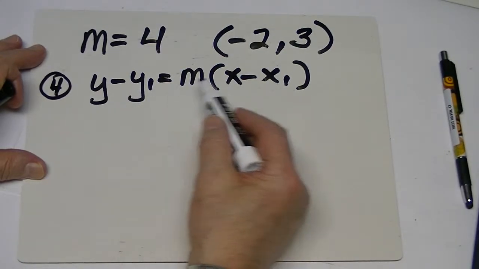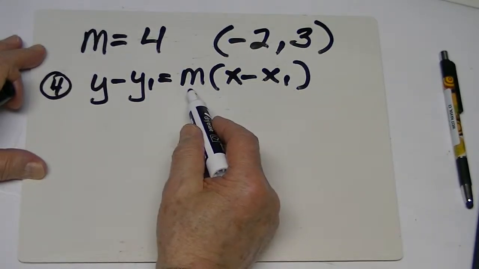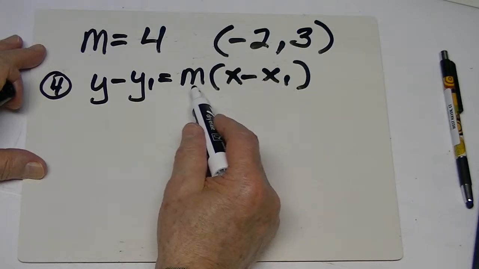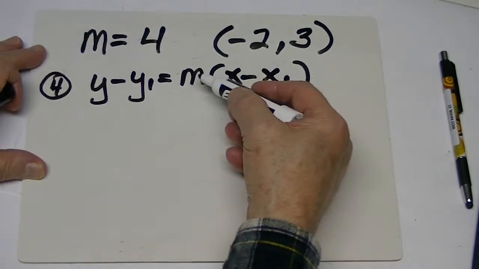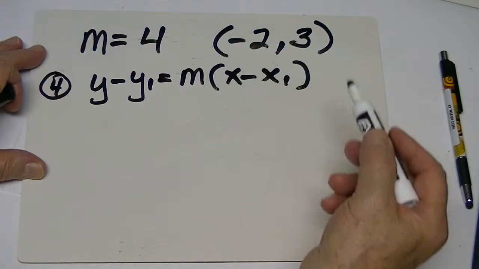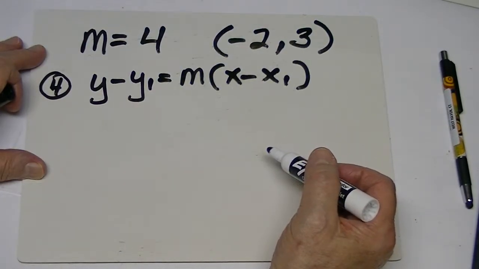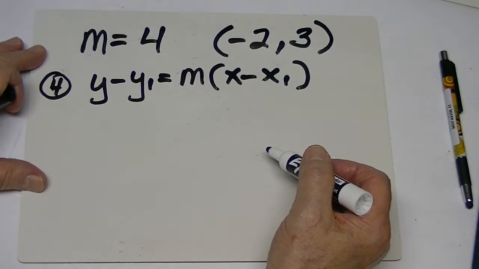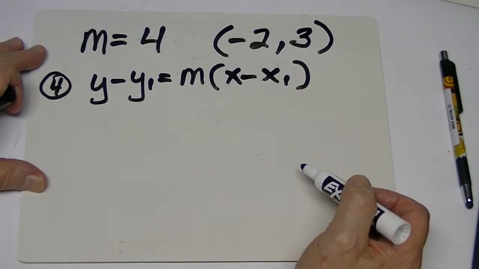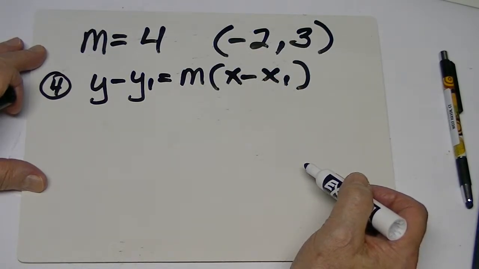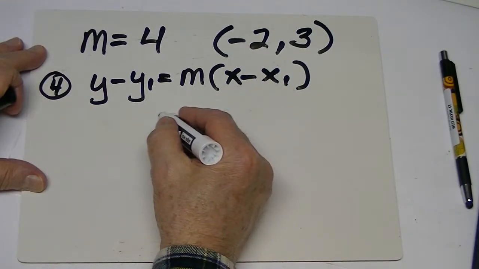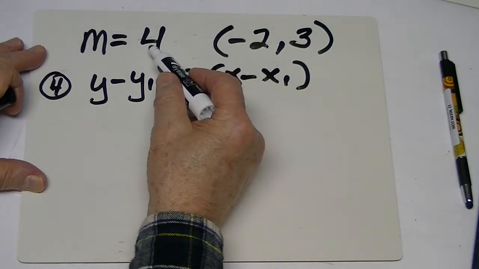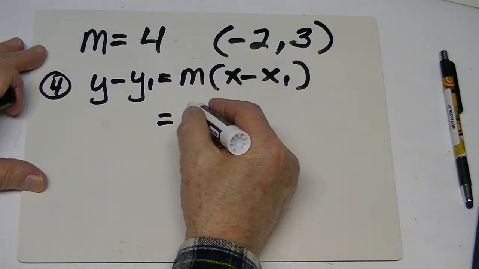This is point slope form, where if you have the slope and you have one point, put it into this formula and crank it out, and you end up with an equation. And let's say we want the equation to be in slope-intercept form. So what do we do? Well, we're going to do some substitution. Our slope goes there.